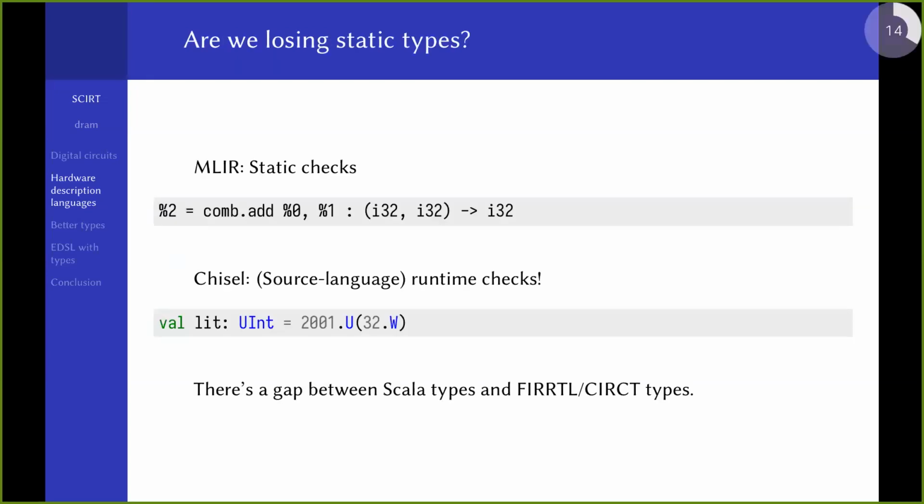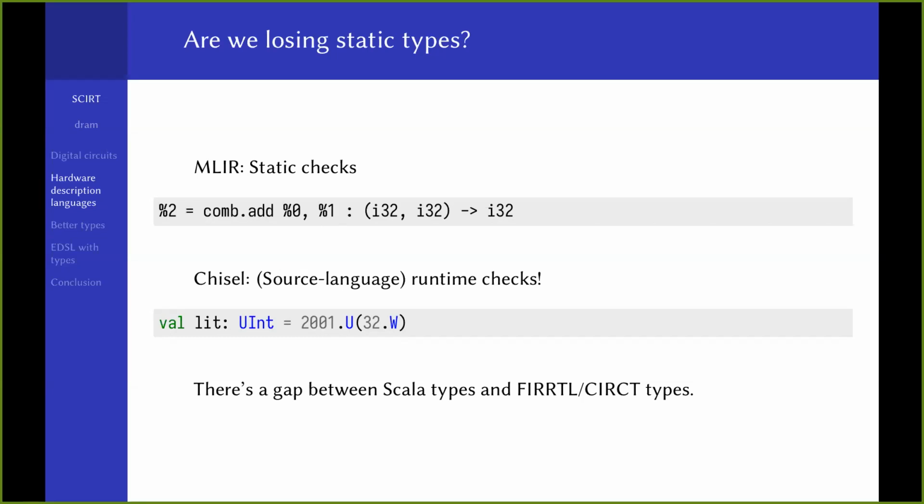So are we losing static types along the way? Like MLIR has quite a rich set of types. For example, the combinatorial operation add will not do type length expansion for adding. So it takes two 32-bit vectors and produces a 1-bit vector. And this is checked very rigorously statically.